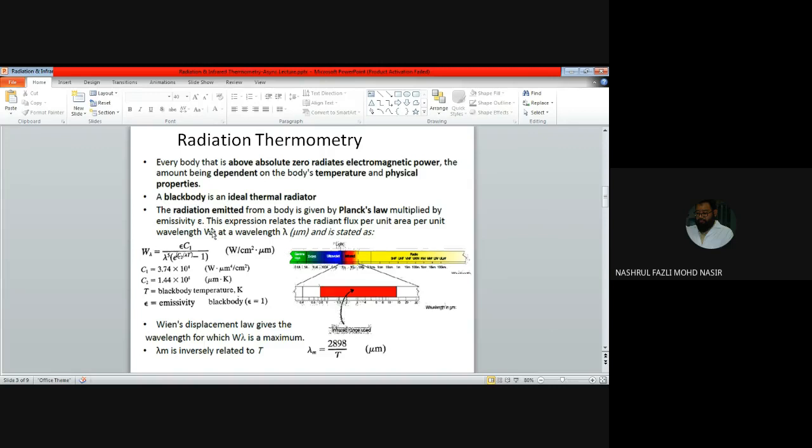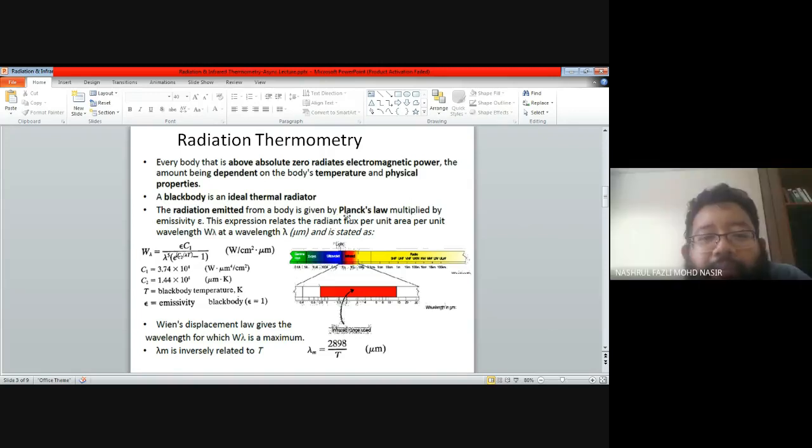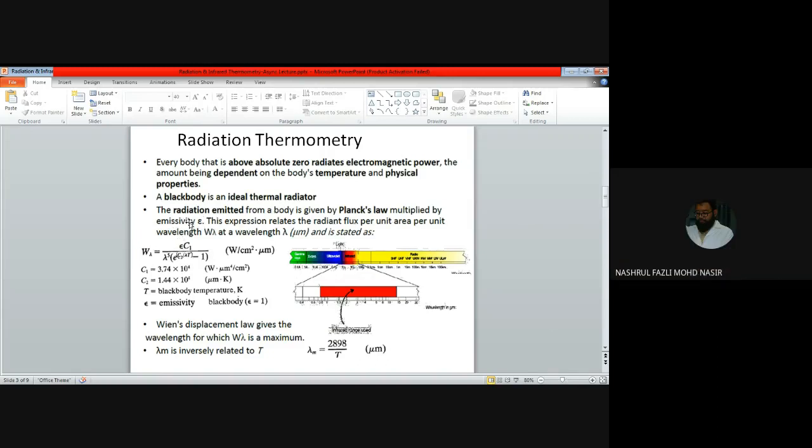So the radiation emitted from a body is given by Planck's law, multiplied by the epsilon, emissivity. If you search on Google, you can find a few variations of Planck's law, but this is the version that we use. I made some addition here, so you need to multiply it with the emissivity.